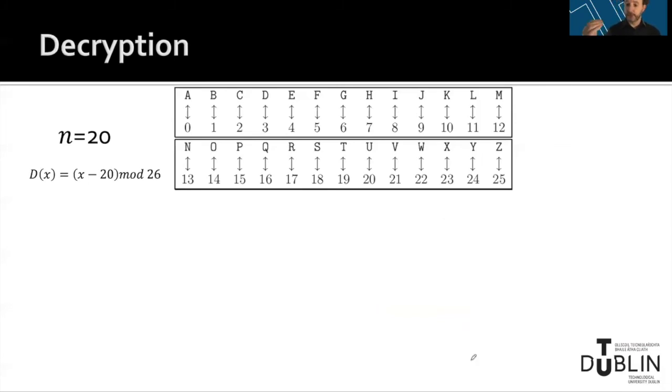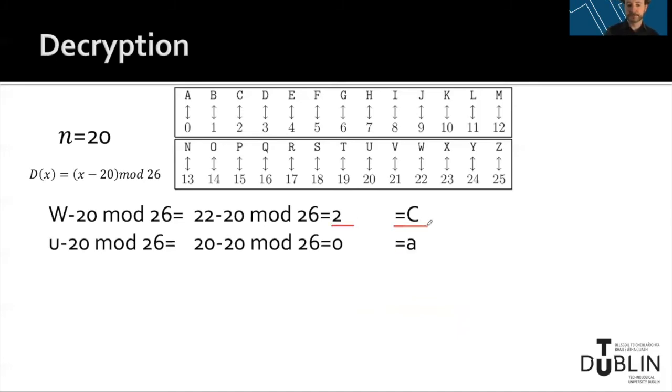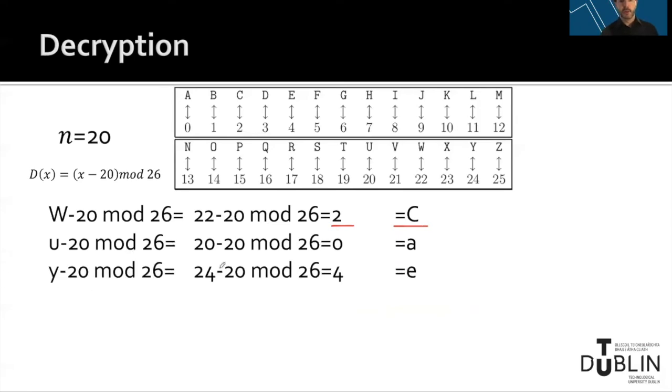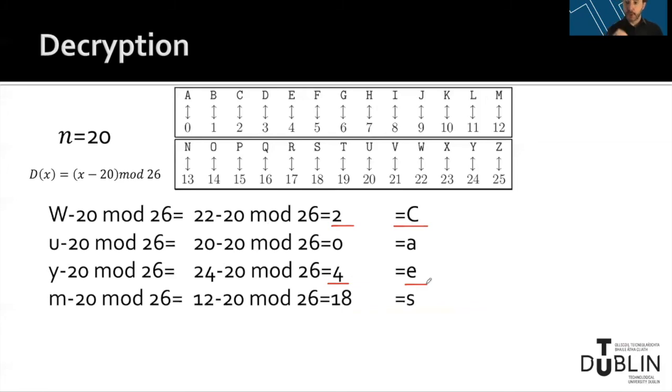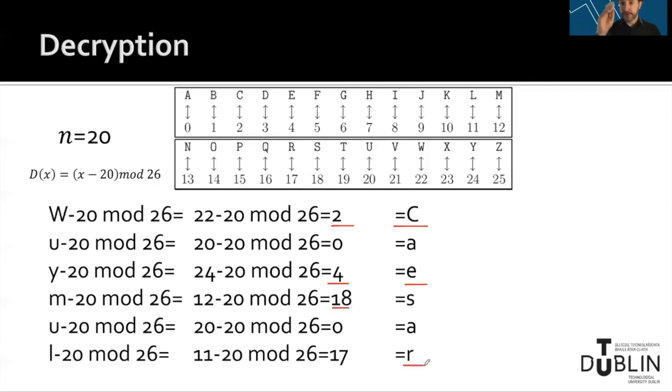And decryption is the opposite way. So 22 minus 20 is 2, that's C, that's easy enough. 20 minus 20 is 0, which is A. 24 minus 20 is 4, which is E. M, 12 minus 20 is minus 8. 26 minus 8 is 18, and that gets our S, our wraparound the other way. 20 minus 20 is 0, which is A. And lastly, 11 minus 20, minus 9. 26 minus 9 is 17, and that's where our R comes from. Just to think about the wraparound nature of it.